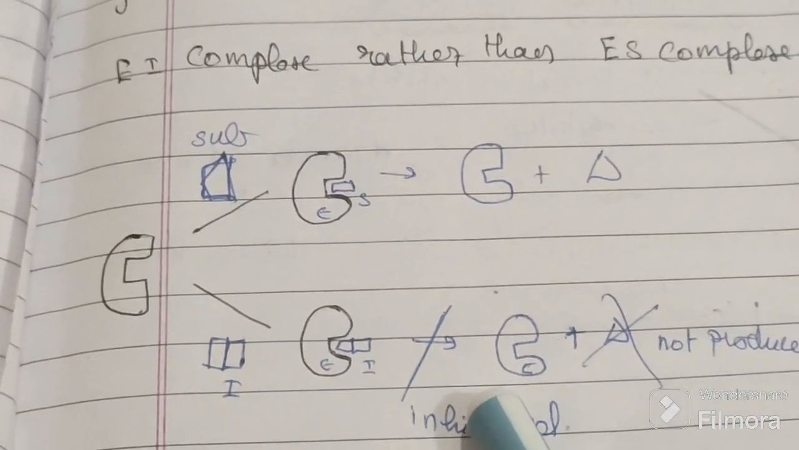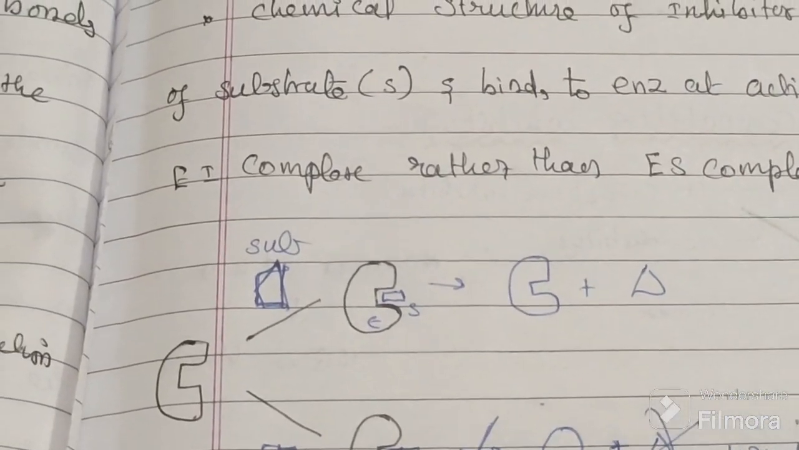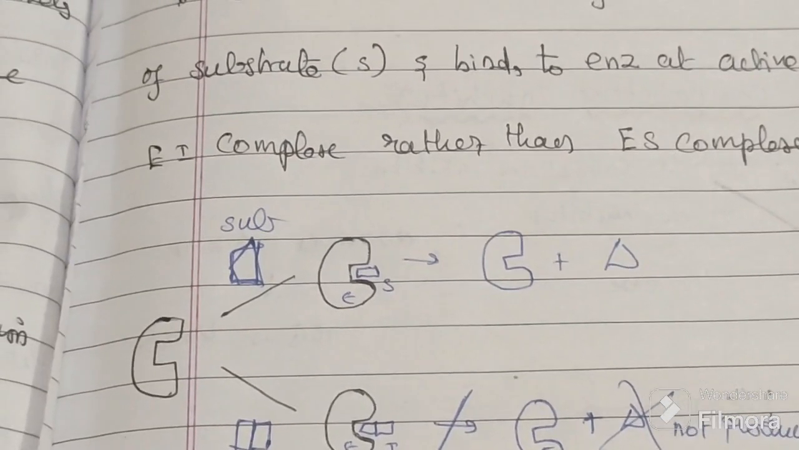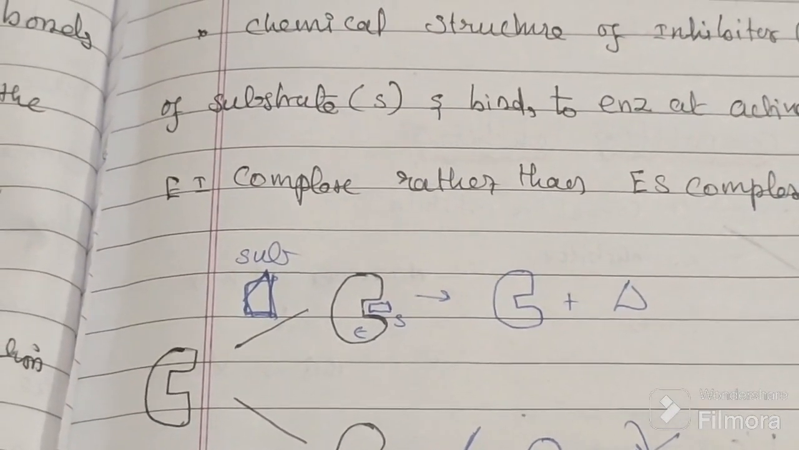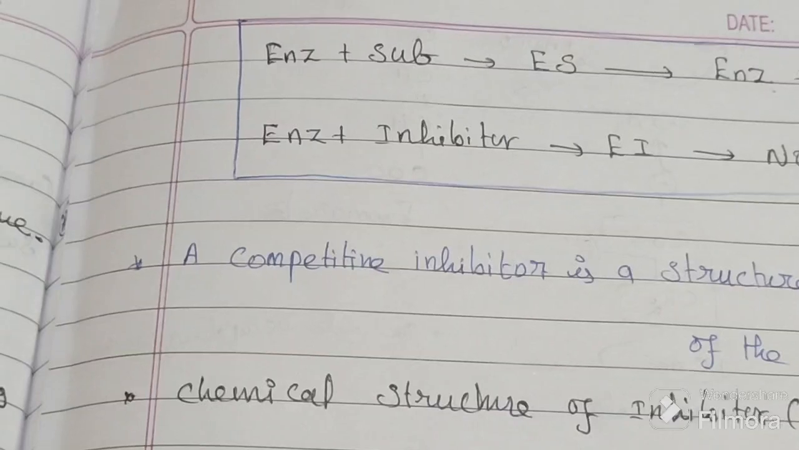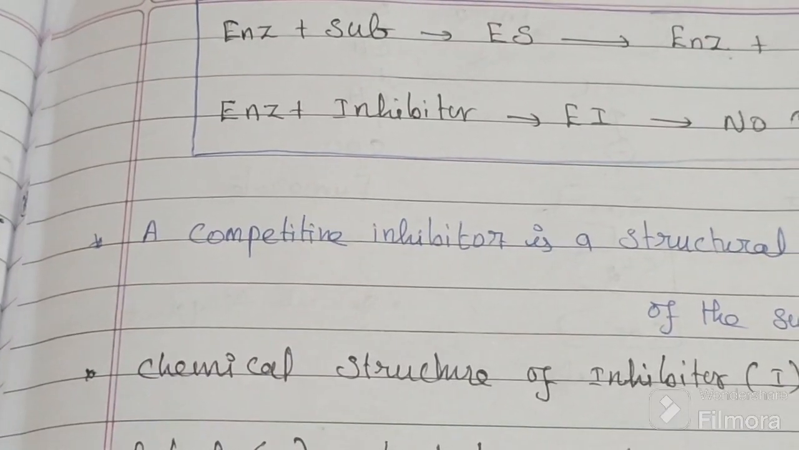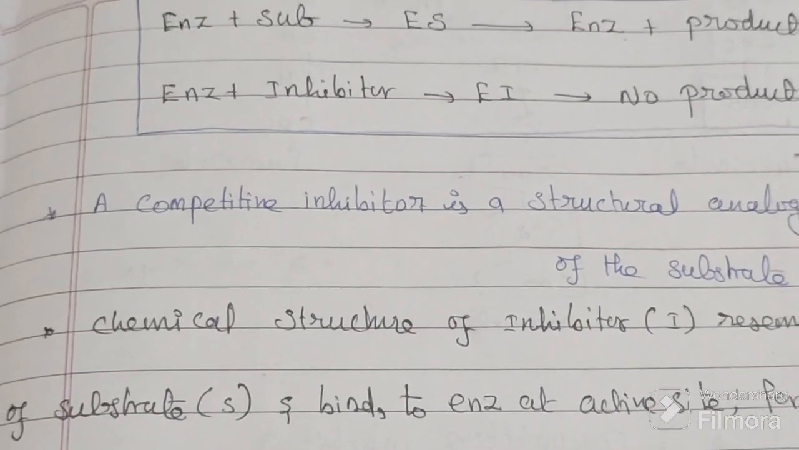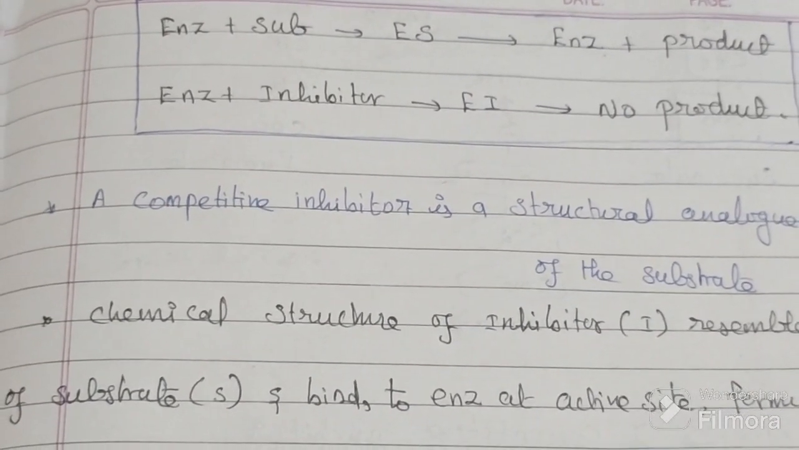But if the inhibitor binds with this enzyme, it forms the enzyme-inhibitor complex. There is no further reaction. The process is inhibited, there is no product. The inhibition can be overcome by increasing substrate concentration. That means there is a huge competition between substrate and inhibitor towards the enzyme. So if you want to reverse this inhibition, you can increase the substrate concentration. If you increase the substrate concentration, more substrate is available, so the enzyme prefers to bind with the substrate rather than the inhibitor.